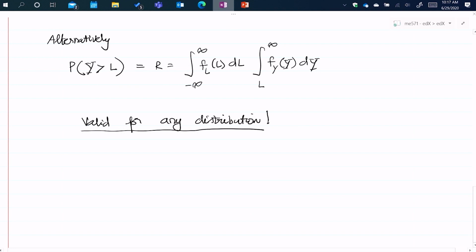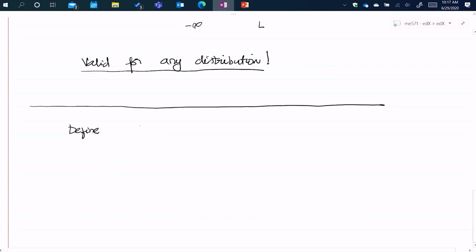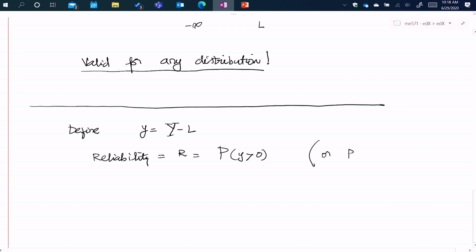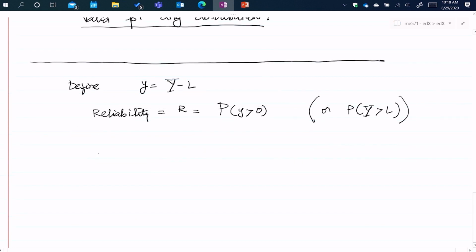So we're now going to define little y as cap Y minus L. Reliability, which we denote as R, is the probability that little y would be greater than 0, or the probability that cap Y would be greater than L. Let's assume that cap Y and L are normally distributed.